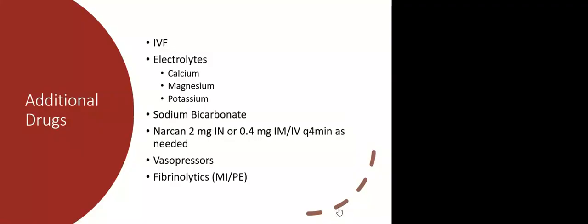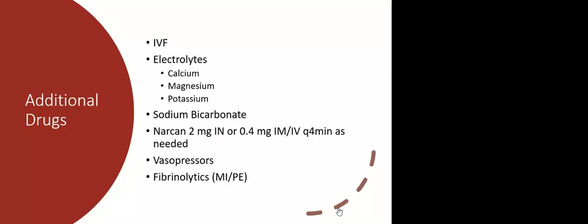Other drugs that may be given, especially when we start digging into potential causes of the arrest: the patient might need fluid resuscitation. So ideally we'd like to keep their mean arterial pressure greater than 65. That might be achieved with vasopressors, it might be achieved with giving some IV fluids. Typically we might be giving some electrolytes depending on what the patient's lab values look like. Most commonly you'll see calcium, potassium, magnesium is given often, especially if the patient is in torsades, which is a VTAC-like rhythm. We also might give the patient sodium bicarbonate if they're acidotic.